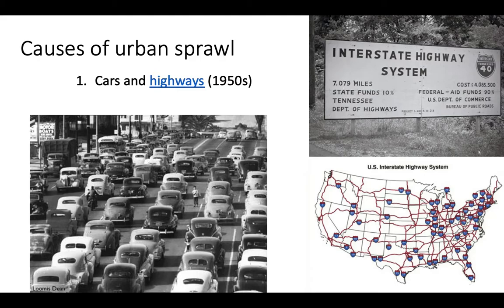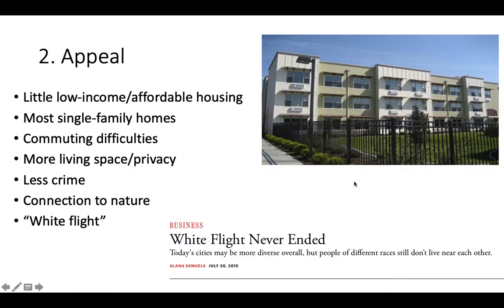As cities have grown and suburbs have started to grow, a lot of that has to do with the development of the highway system in the 1950s, but also the appeal of suburbs, right? Suburbs are more expensive on average, right? There's less low-income or affordable housing, whereas in the city there's a lot more diversity of housing. The suburbs mostly have single-family homes. You have to probably commute to work, and therefore you probably have to have a car. Some people like that separation of home and work. And you can have more land, a yard, more space, and more privacy.